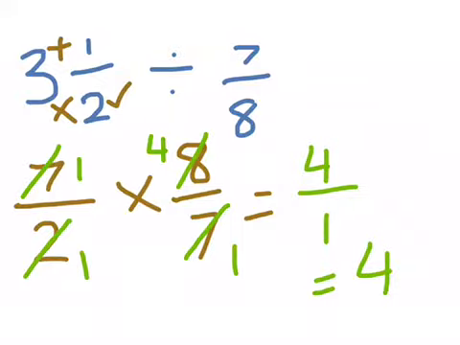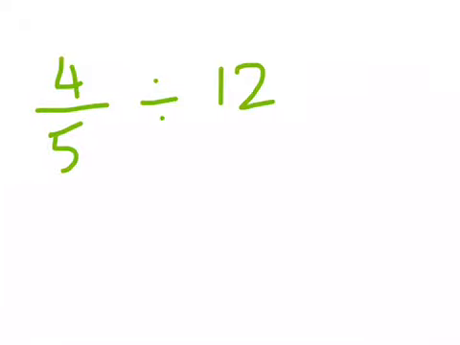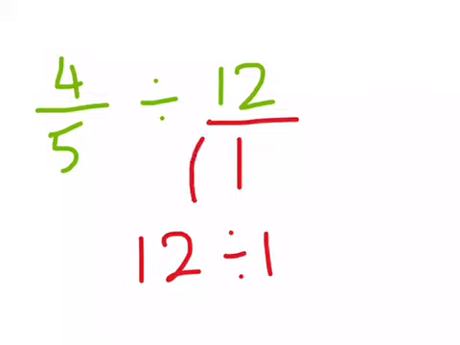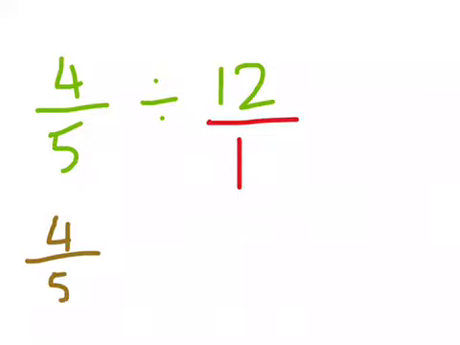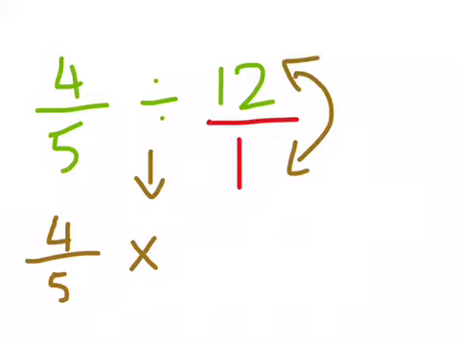I'll look at one more when you've got a whole number in there. So let's say we have 4/5 divided by 12. When you see a whole number, every whole number is always written over 1 because 12 divided by 1, remember this line means division, 12 divided by 1 is still 12. So you can write every whole number over 1. Let's look at how we would do this. Same steps. 4/5 stays exactly the same. This symbol changes to a multiplication and I'm flipping this fraction here so it becomes 1/12.